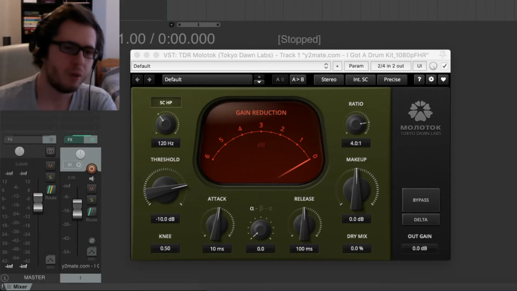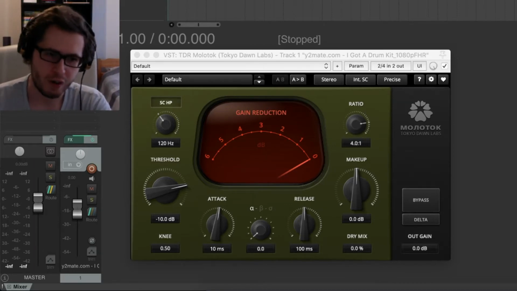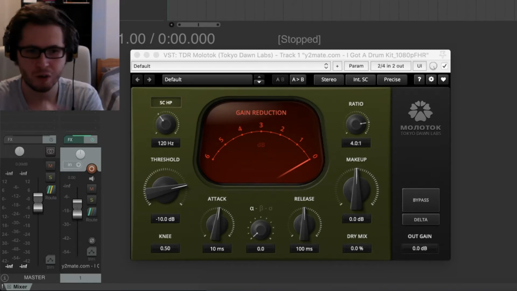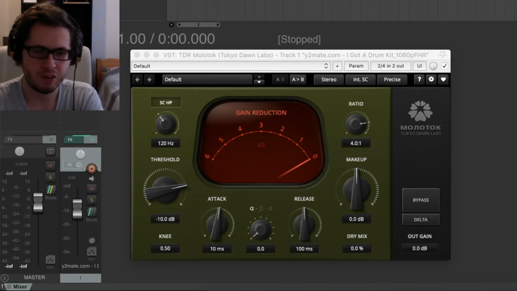Hey guys, today I want to talk about the misconceptions of a compressor. So many people tell you that attack is the time it takes for a compressor to start compressing after it goes above the threshold, and many others will tell you that release is the time it takes for the compressor to stop compressing after it goes beneath the threshold.